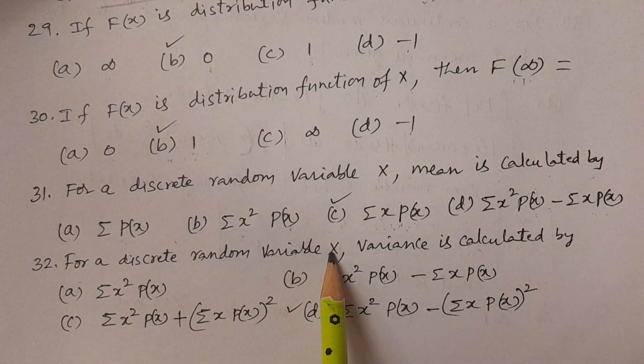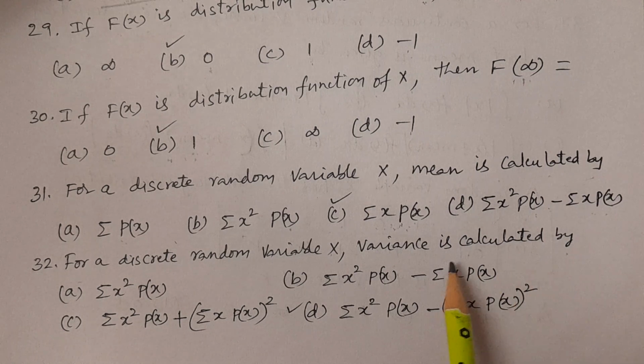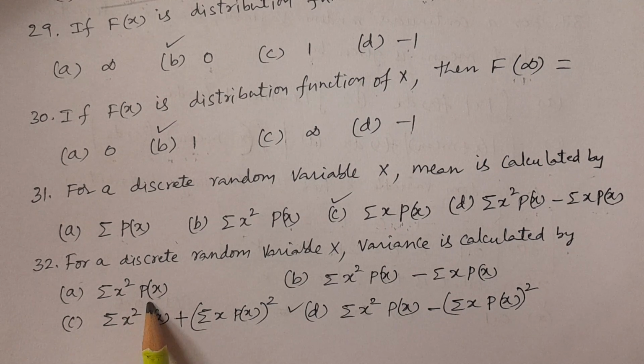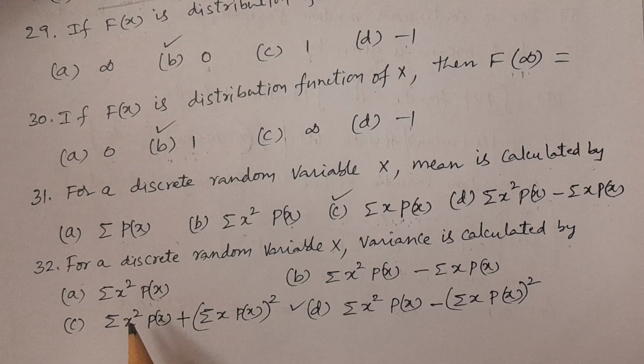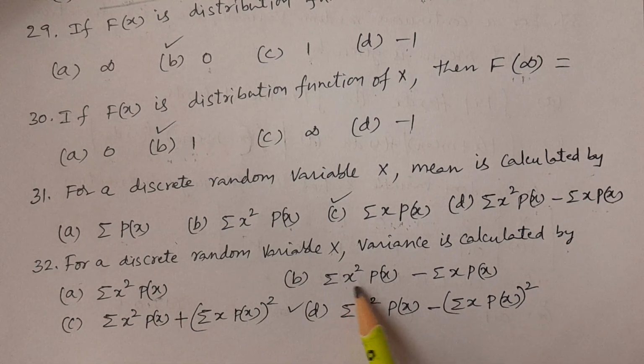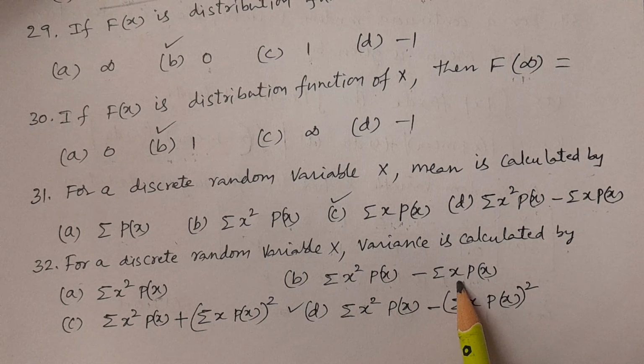Question number 32. For a discrete random variable capital X, variance is calculated by. What is the formula of variance? Simple question. Summation X square P of X, no. By confusion you may tick this, but summation X square P of X is not correct. It is only one part of variance. Mu 2 dash, if you remember the formula, summation X square P of X minus summation X P of X, no. You may also write this, but it is not correct.